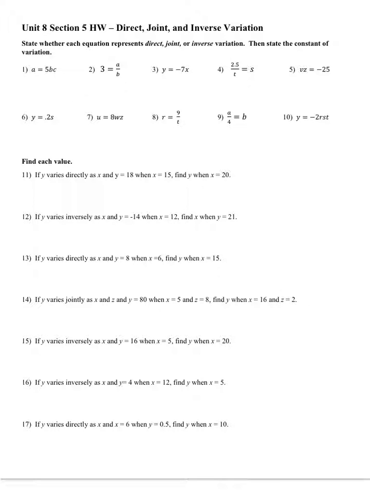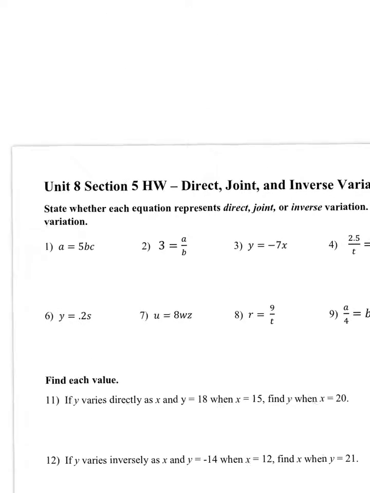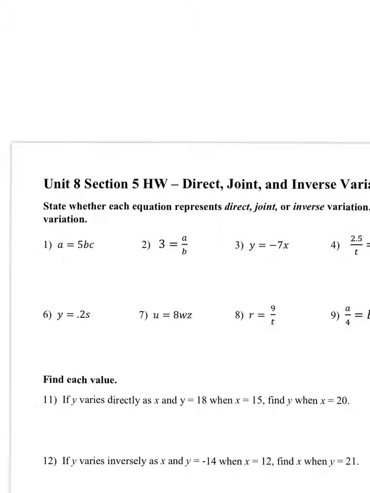In Unit 8, Section 5, we're going to talk about three different types of what we call variation: direct, joint, and inverse variation. There are some general forms of the equations that are on your blue reference sheet, and I'm going to write them here in your notes. So let's put these up on the top here. Okay, so first we're going to do direct.